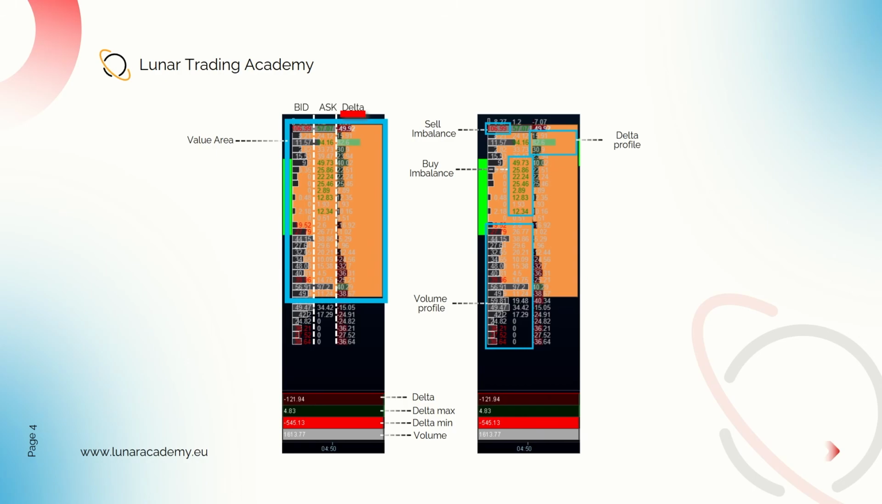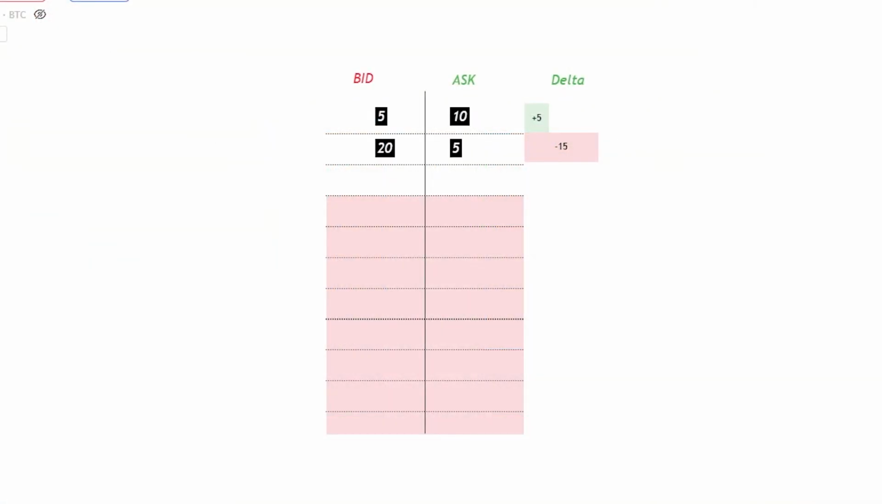Then we have the delta profile. The delta profile shows which side was more aggressive at a given price level. Delta is calculated using the formula: number of buyers minus number of sellers. So if at a specific level we have, for example, bid 5 and ask 10, the delta will be plus 5, because we have 10 buyers minus 5 sellers, so we have a positive delta of 5. If we have a level with 20 contracts on the bid side and 5 contracts on the ask side, delta will be minus 15. This means there was more aggressive selling than buying.